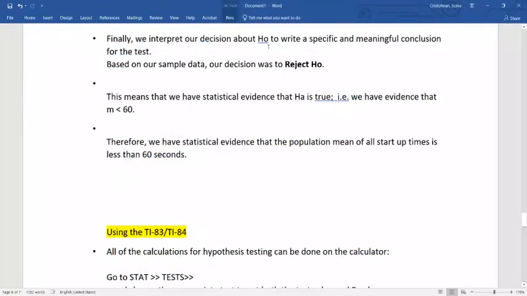Finally, we interpret our decision about H sub 0 to write a specific and meaningful conclusion for the test. Remember, based on our sample data, our decision was to reject H sub 0. This means that we have statistical evidence that H sub A, the alternative, is true. We have evidence that the mean is less than 60. Therefore, we have statistical evidence that the population mean of all startup times is less than 60 seconds. And I will simply add here, at the level of significance 0.05, because if we repeat the test with a different level of significance, this may not be true. We will say that there is enough evidence to support the claim. The claim was H sub A.